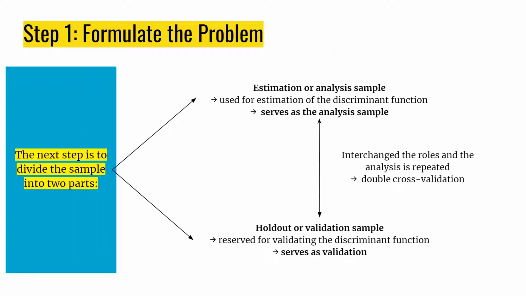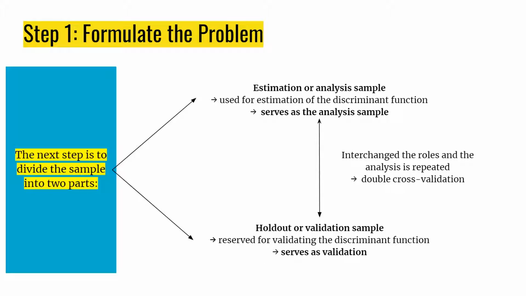The next step is to divide the sample into two parts. The first part is the estimation or analysis sample, used for the estimation of the discriminant function. The second part is the holdout or validation sample, reserved for validating the discriminant function. When the sample is large enough, we split it in half. One half serves as the analysis sample, and the other half serves as the validation, or holdout, sample. The roles of the halves can then be interchanged.